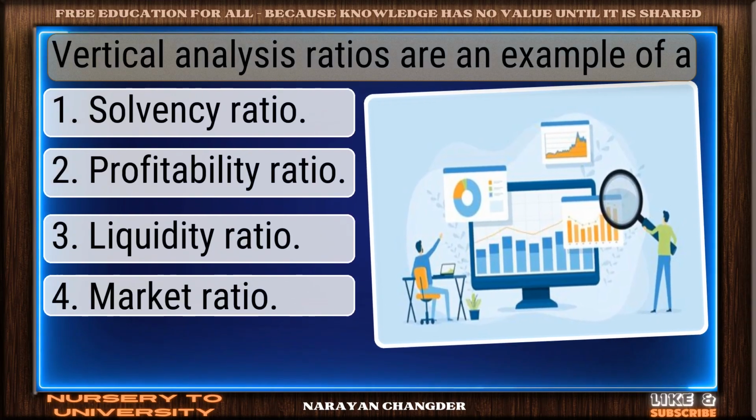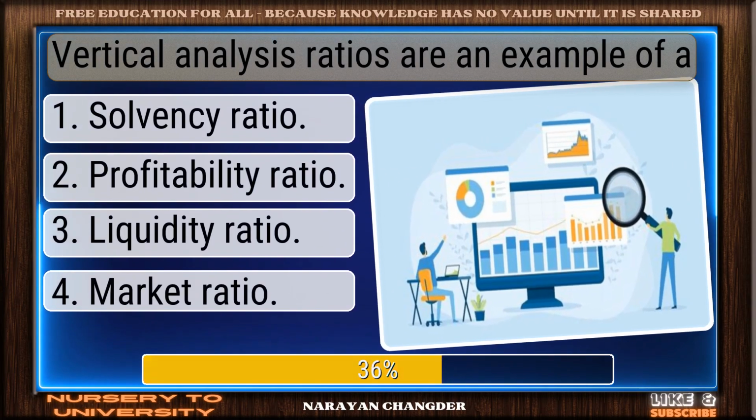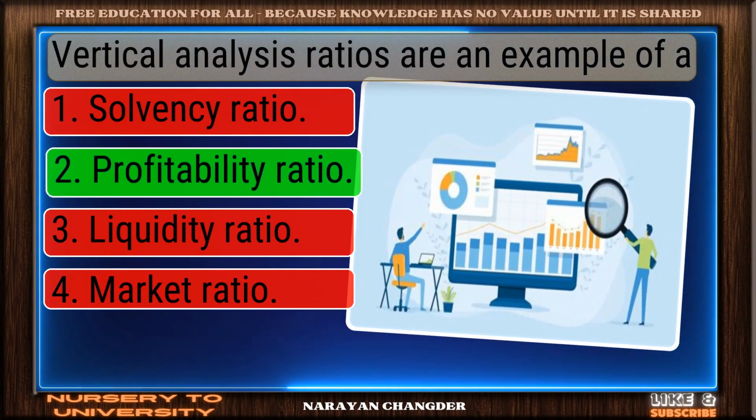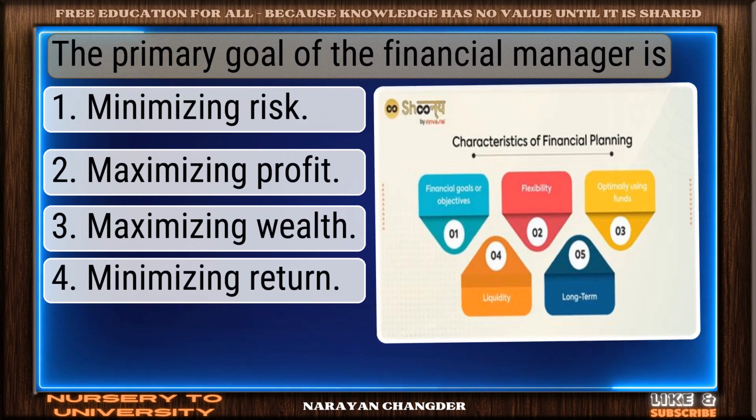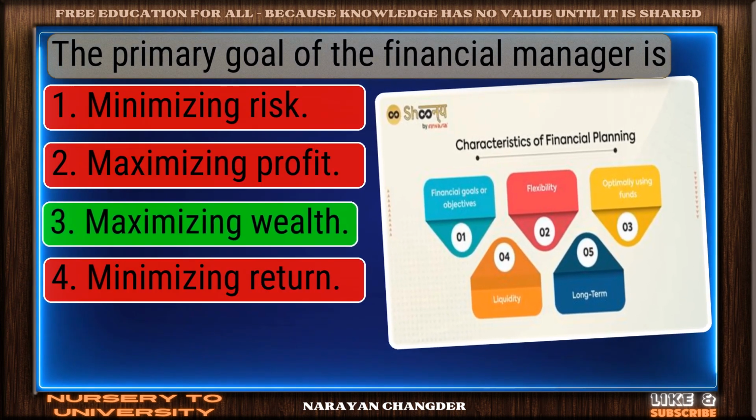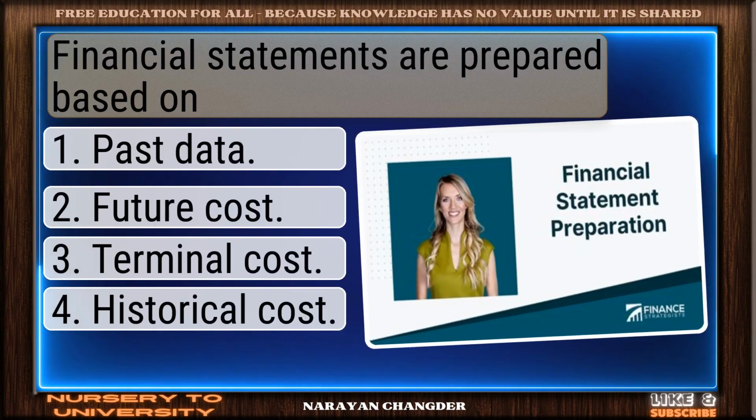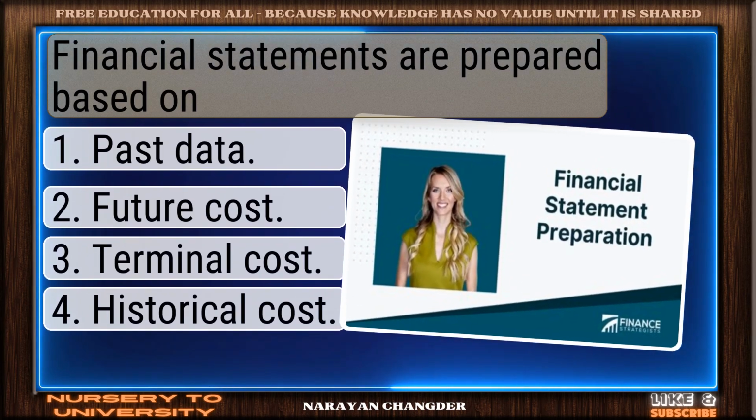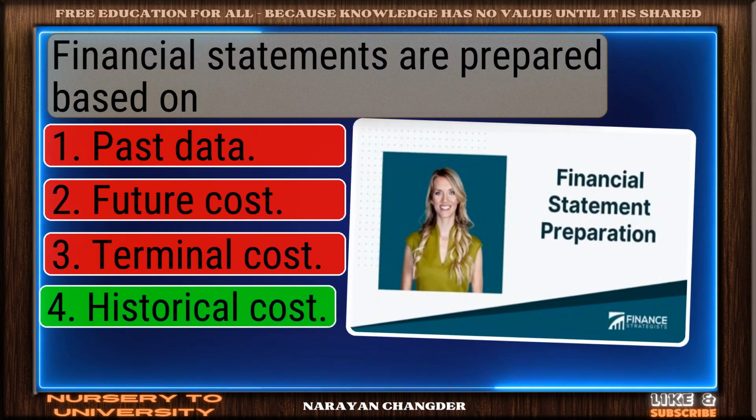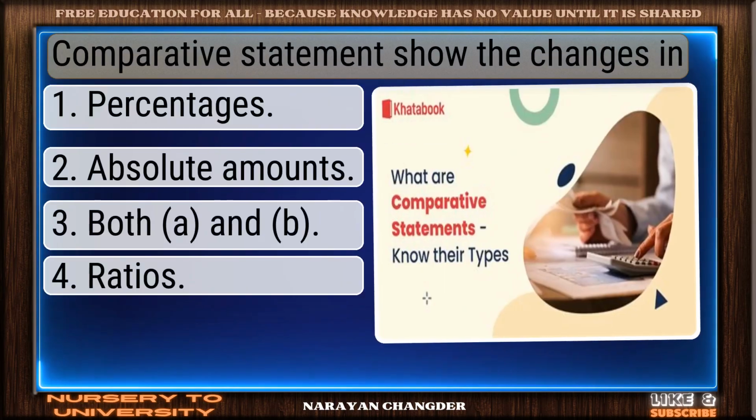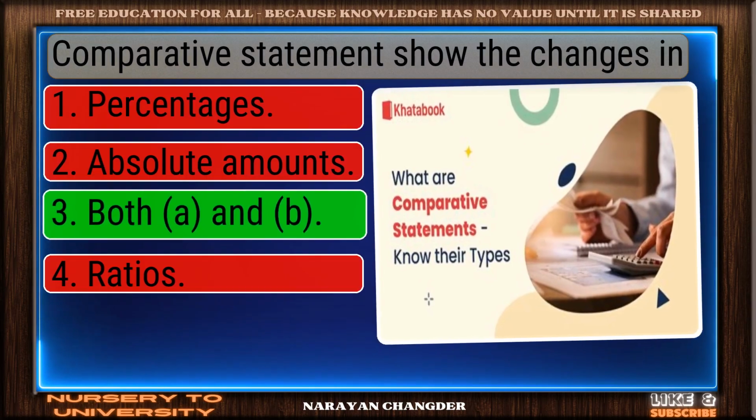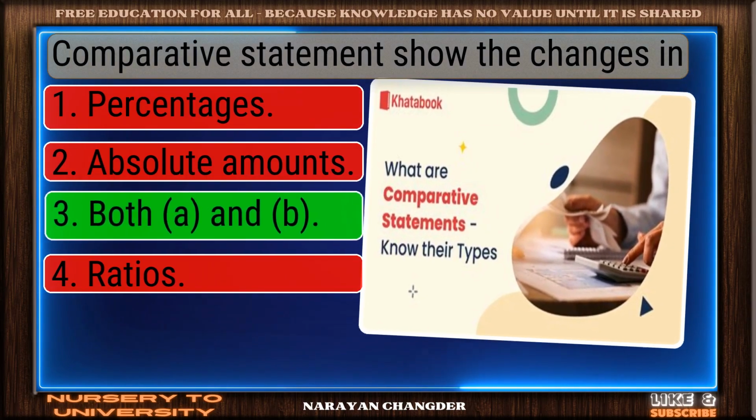Vertical analysis ratios are an example of a. Correct. Profitability ratio is the right answer. The primary goal of the financial manager is. Right again. Maximizing wealth is a valid answer. Financial statements are prepared based on. Clear logic. Your choice, historical cost, is sound and 100% true. Comparative statements show the changes in. On track. Both and is the correct answer.